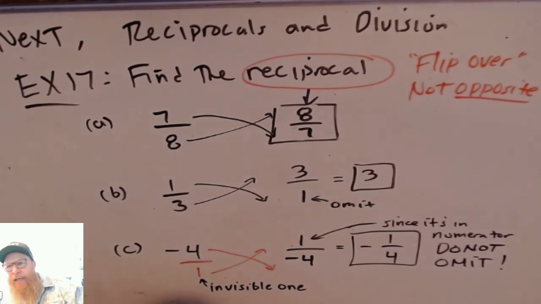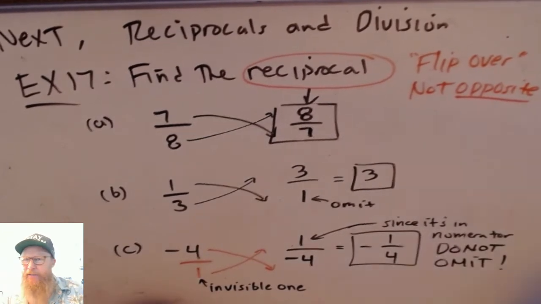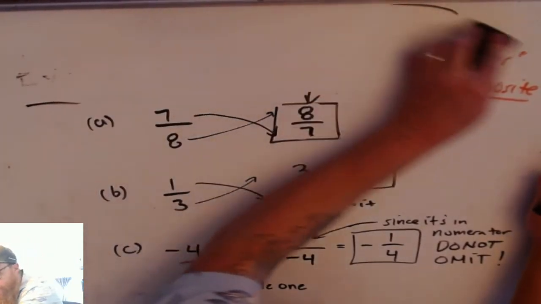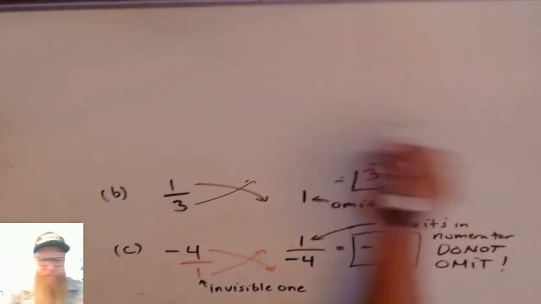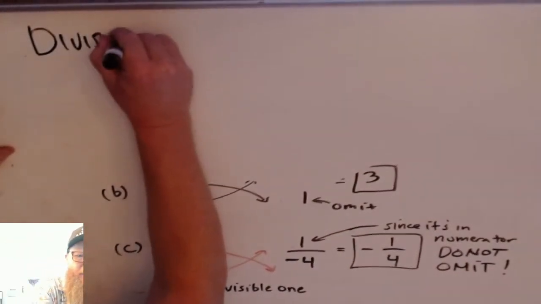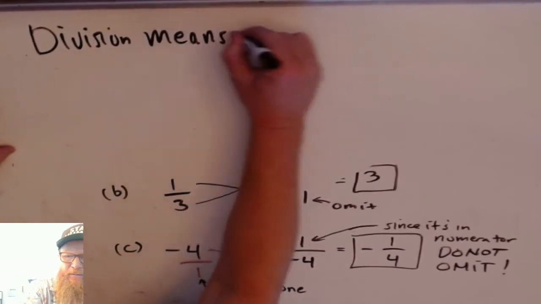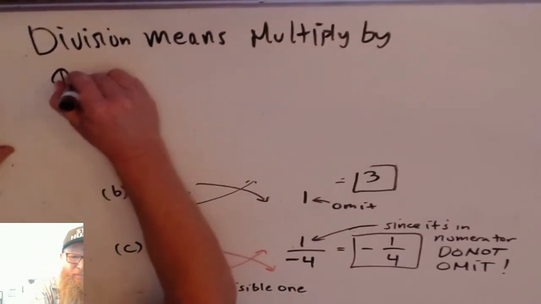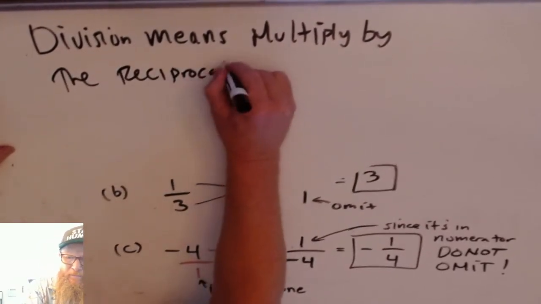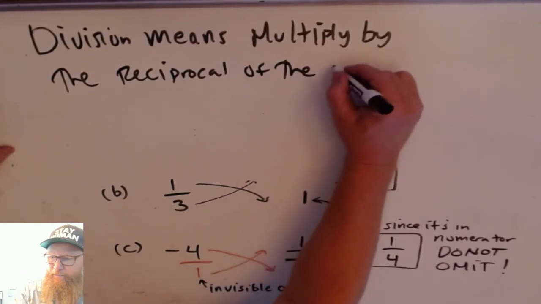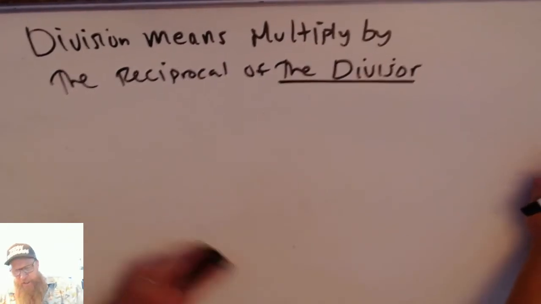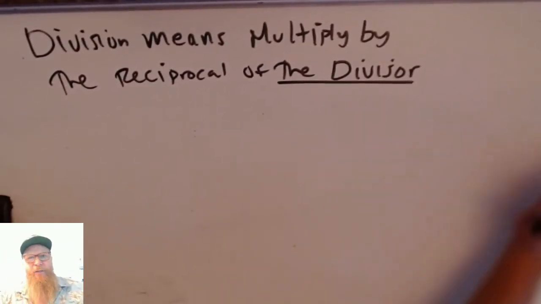Okay. We got to wrap this up pretty soon. Division. So those are reciprocals. Got those done in one example. Division means multiply by the reciprocal of the divisor.